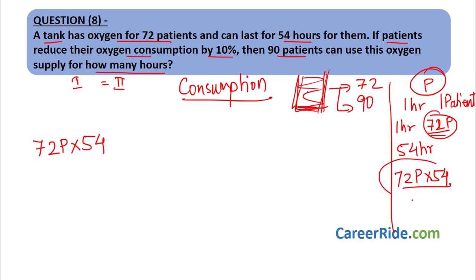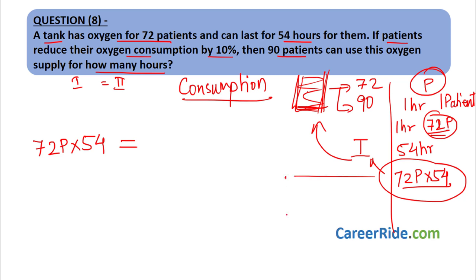So the first case scenario is 72 P into 54. This is the oxygen consumed in the first case. That is nothing but the capacity of the oxygen, because this gets over in 54 hours when 72 patients breathe. So the capacity of the oxygen, or the amount of oxygen in the tank, is nothing but 72 P into 54. And we know that the capacity of the tank is the same for both cases, right? So we need to equate. Now, let's go on to the next case.